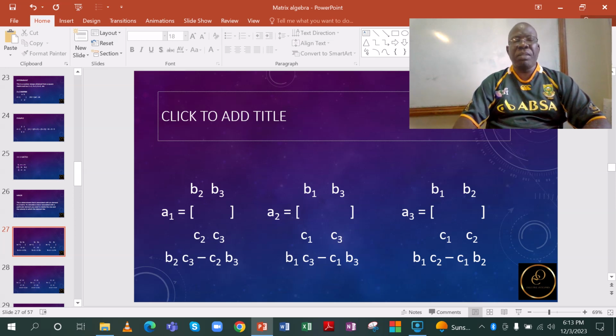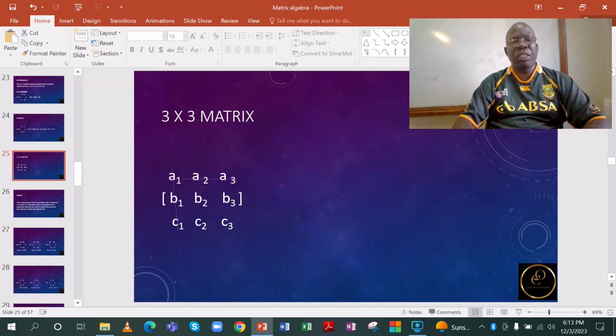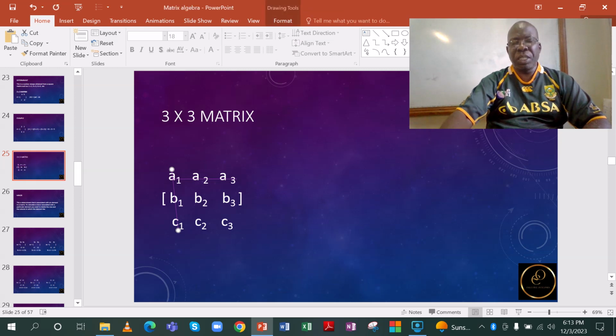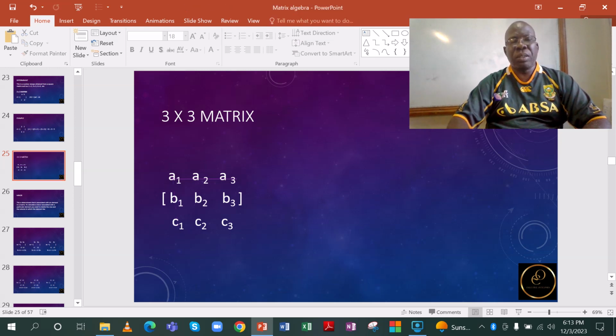Equally, when you come to A2, what you are going to do in this case is cross out the row in which A2 is found. It's in this row. And which column is A2 found in? It's in this column.